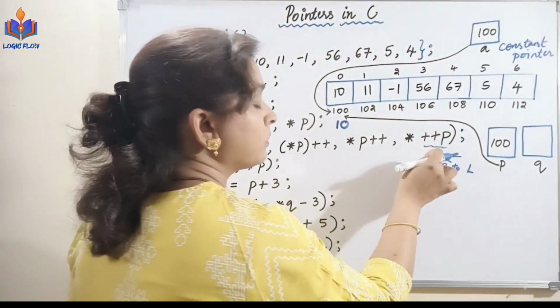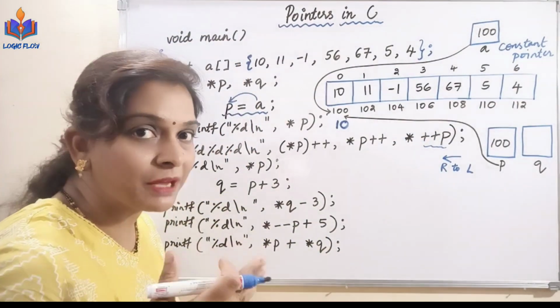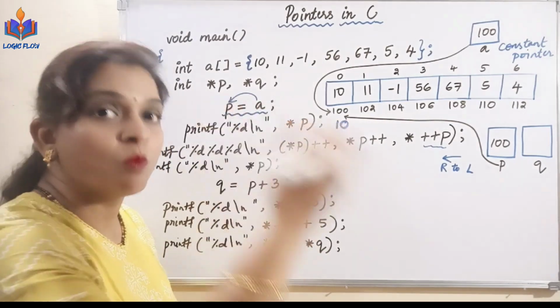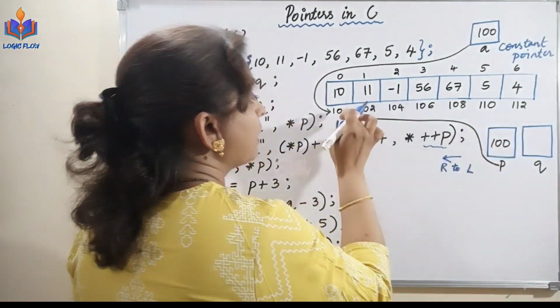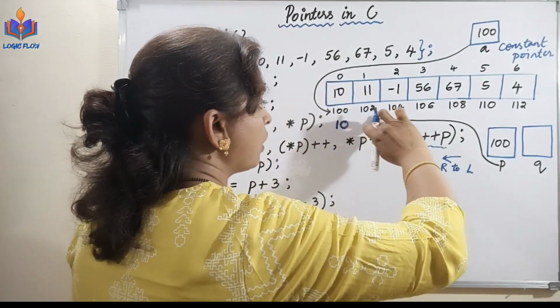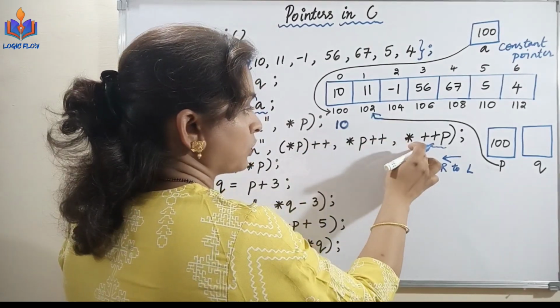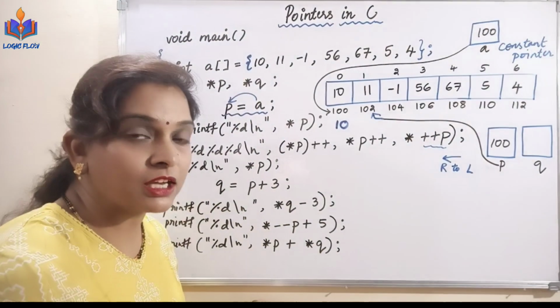So pointer incrementation first, in the sense it has to be P equal to P plus 1. So it has to move forward by one position. So here P is pointing to 100. Move forward by one position means it has to point to 102. So now it has to point to 102. So this is pre-increment. See, we have pre-increment and post-increment.